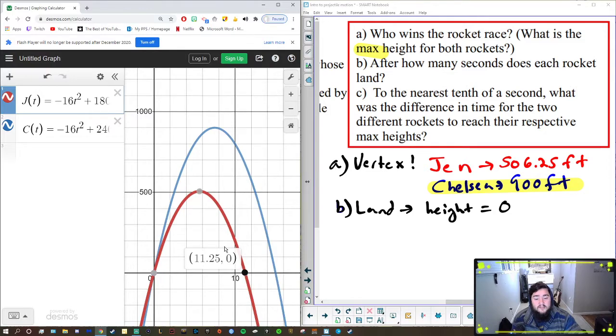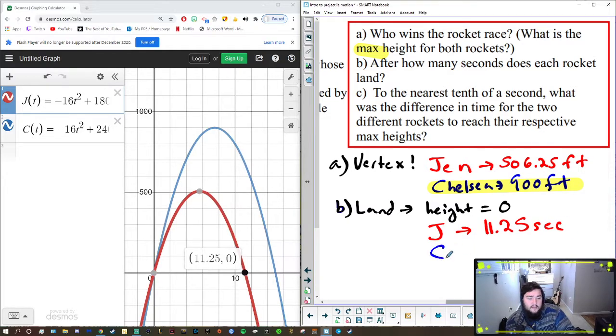We're looking for the zeros. We want the height to be 0 because since the rocket is landing, it's on the ground. So after 11.25 seconds, for Jen, her rocket was in the air for 11.25 seconds.